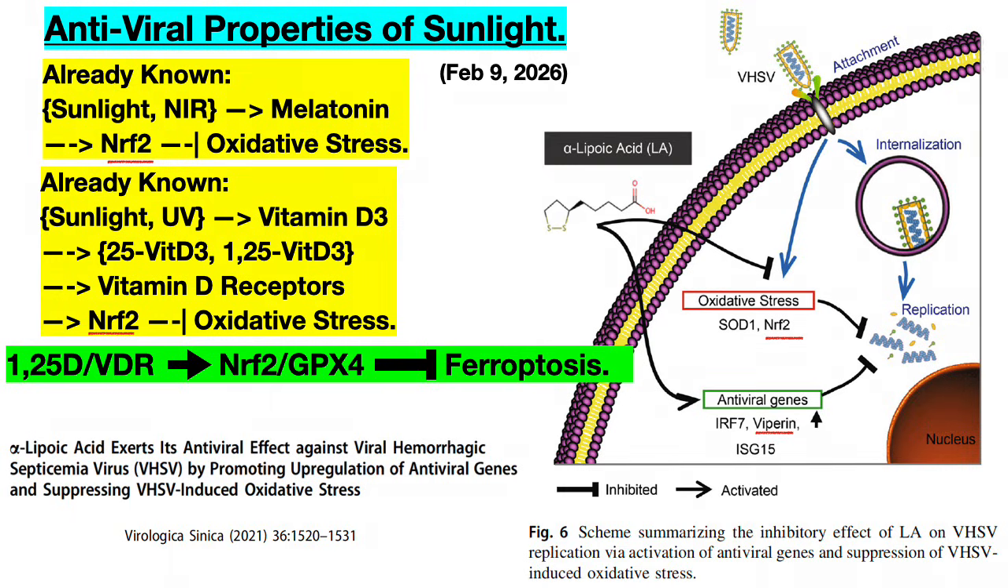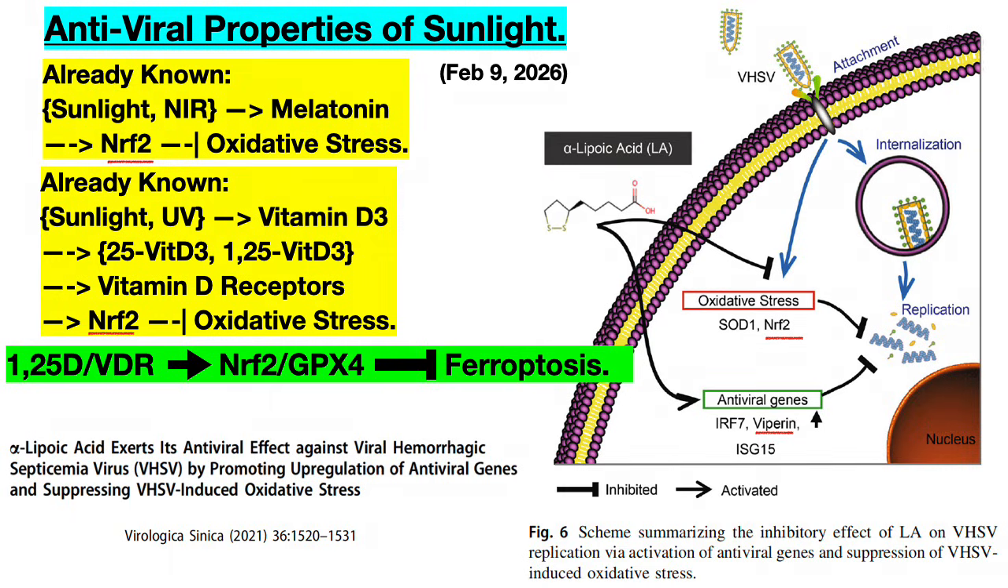What is already known? It is known that sunlight, particularly near-infrared light, will stimulate the production of melatonin within cells. Melatonin will then upregulate the anti-inflammatory antioxidant transcription factor known as NRF2. NRF2 orchestrates a set of pathways which reduce the impact of oxidative stress. It is an adaptive mechanism to deal with reactive oxygen species in cells.